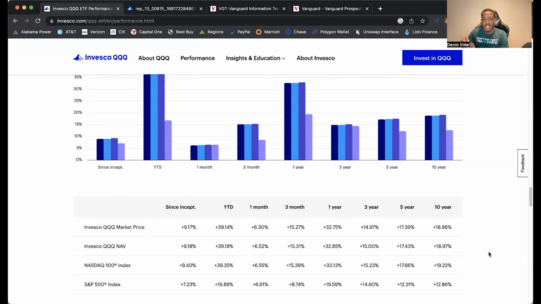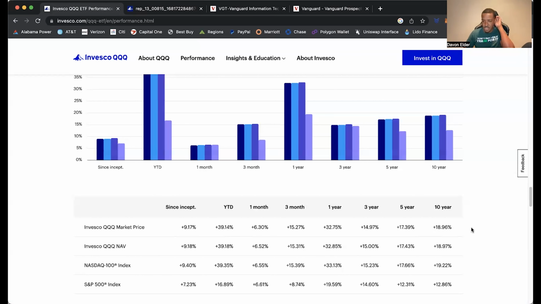So let's take a look at the performance, and the performance is going to tell us a lot about this ETF. So let's just focus on the market price, okay? The 5-year performance was 17.39%, which is not as good as Vanguard. The 10-year performance, 18.96%, which is not as good as Vanguard. Since inception, 9.17%, which is not as good as Vanguard. And year to date, the ETF is up 39.14%, which is slightly, ever so slightly more than Vanguard.